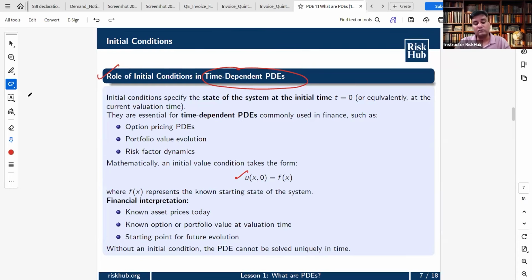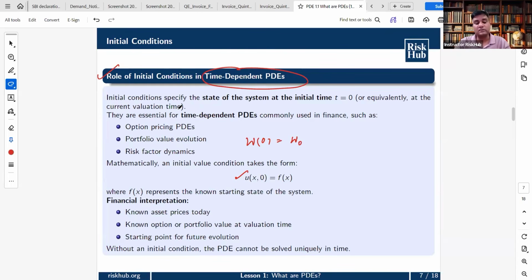Initial conditions are very natural in simulation and risk management. For example, in VaR simulation, you need today's portfolio value before you can simulate tomorrow's losses. So we need W0 is equal to W naught. Without W naught, the future wealth distribution cannot be built. We have risk management functions. Risk task is VaR: the starting condition needed is the current portfolio value. Risk task is expected shortfall: starting condition is the current exposure and position.